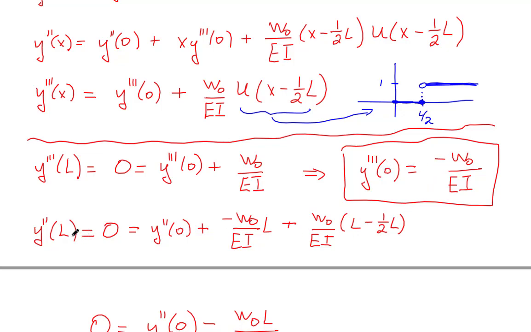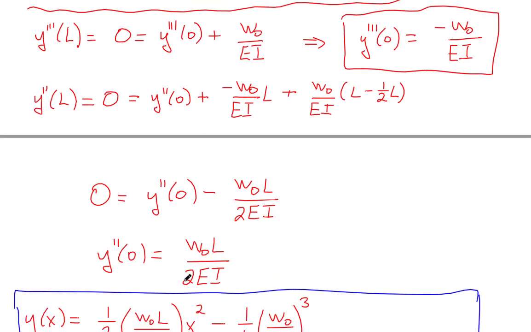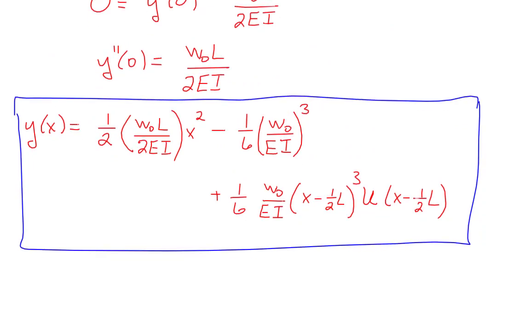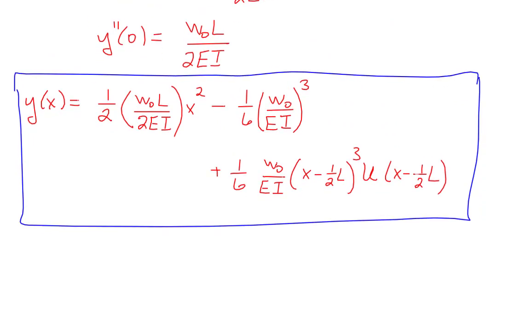We do the same thing for y double prime at L. Putting in what we know, we get the solution for y double prime at 0. And finally, when we plug everything back in, we get our solution over our range of x from 0 up to L for this fourth order problem.